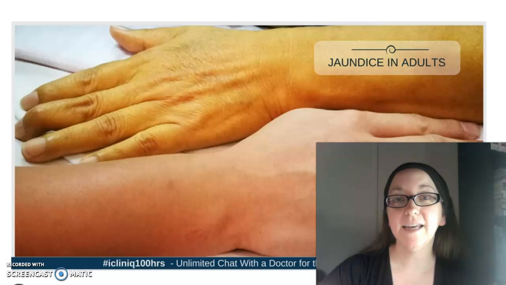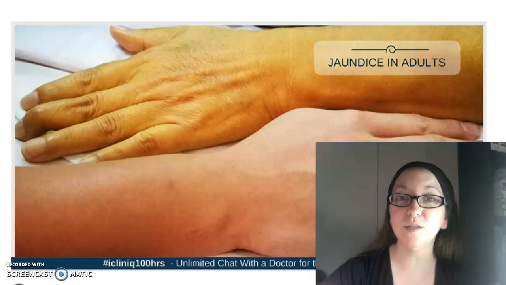Now, our next color, yellow, is really hard to distinguish from orange, but when we say yellow, a lot of times we're talking about jaundice. So jaundice is caused by liver failure. So the liver helps break down red blood cells into its pigment formations of bilirubin and biliverdin.